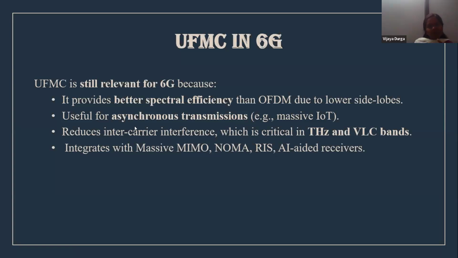Then it is adaptable to combine with massive MIMO and NOMA. NOMA is the non-orthogonal multiple access scheme, which is based on power levels. And then RIS, reconfigurable intelligent surface, which provides better BER, and then AI-aided receivers. So UFMC is adaptable to any system. We can easily combine it with massive MIMO, NOMA, and RIS. Automatically it can support 6G communication also.